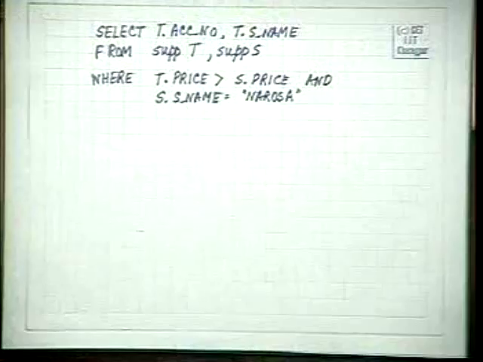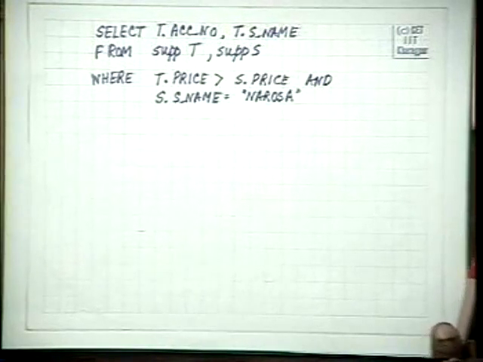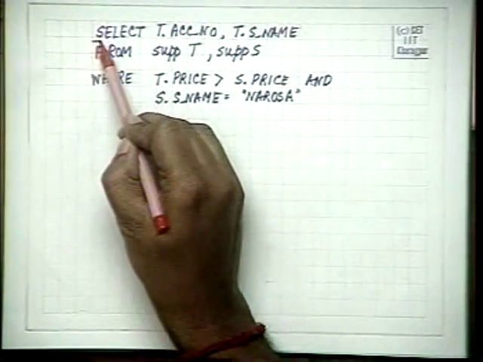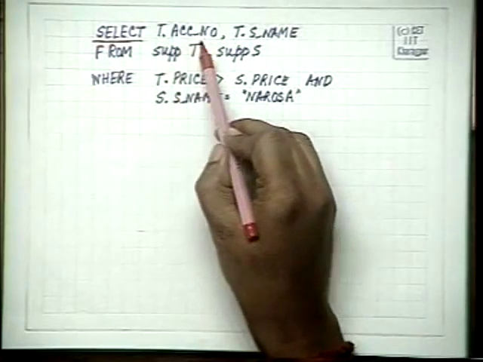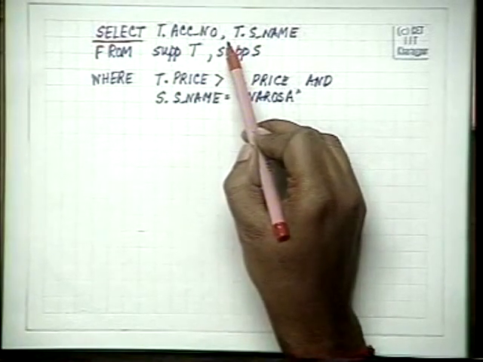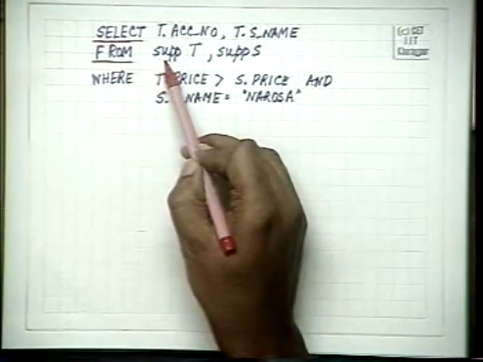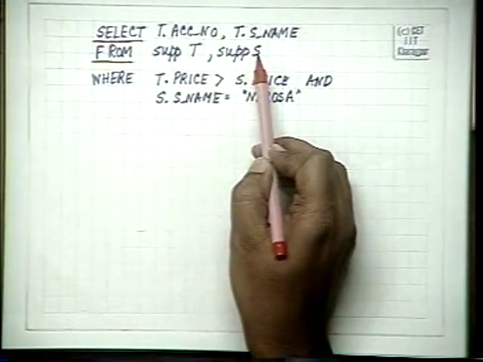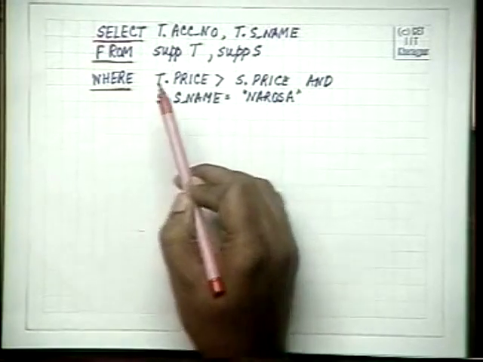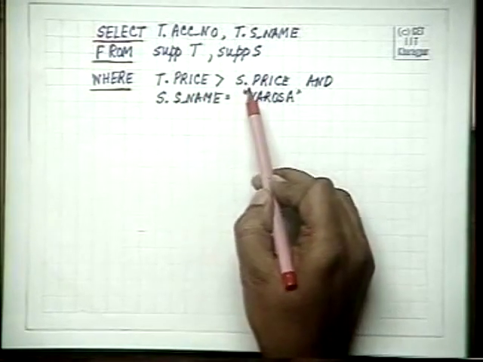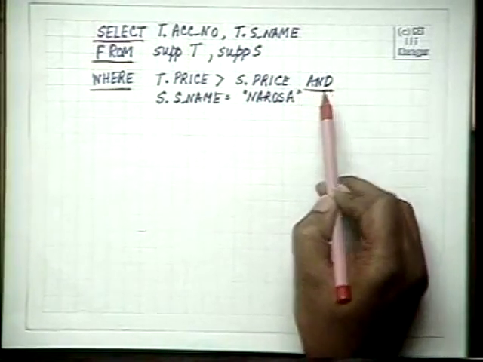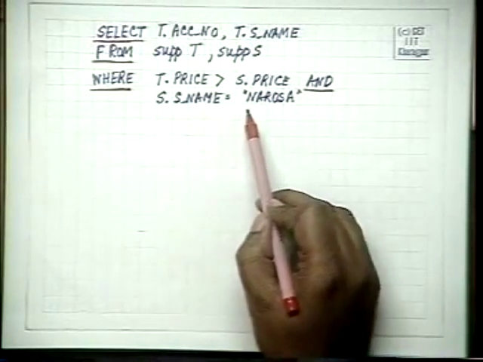Let us see what this query means. It's an interesting query. Select T.accession number, comma T.S name from sub T, sub S, where T.price is greater than S.price and S.S name is equal to Narosa.